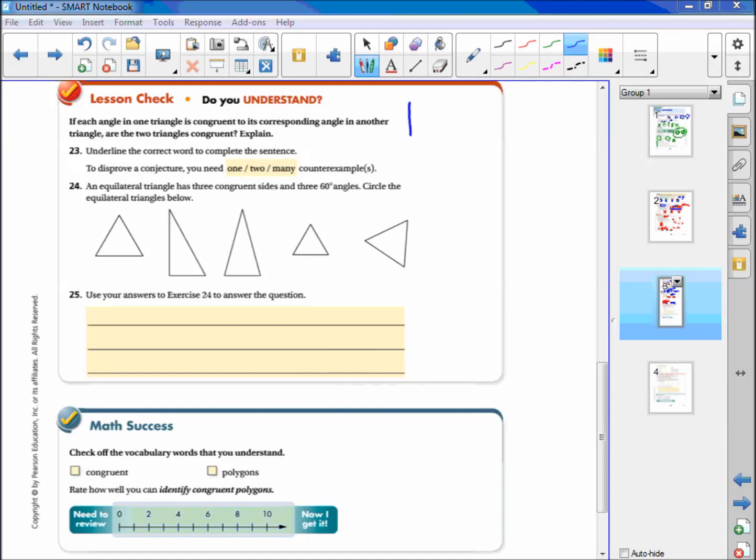So this really means, are they always congruent? So for instance, if this angle matched this angle, and this angle matched this angle, they're both supposed to be right angles, and this one matched this one, would these two triangles be the same? Okay, so let's think about that. So underline the correct word to complete the sentence. To disprove a conjecture, you need only one counterexample. Okay, just one. So our conjecture is they're always going to be congruent if all the angles are the same. So let's see if we can find a counterexample.